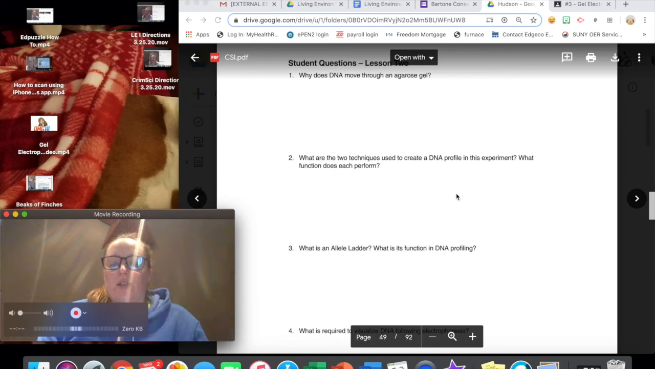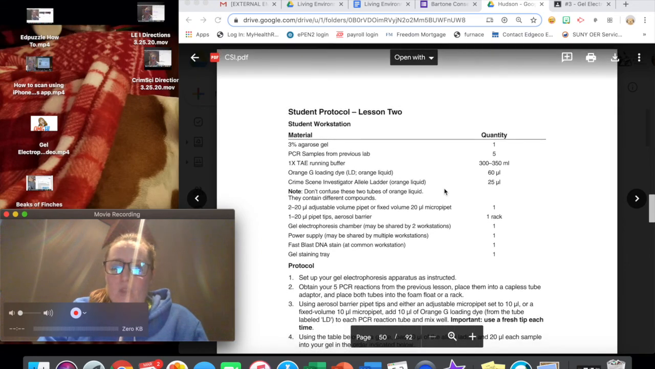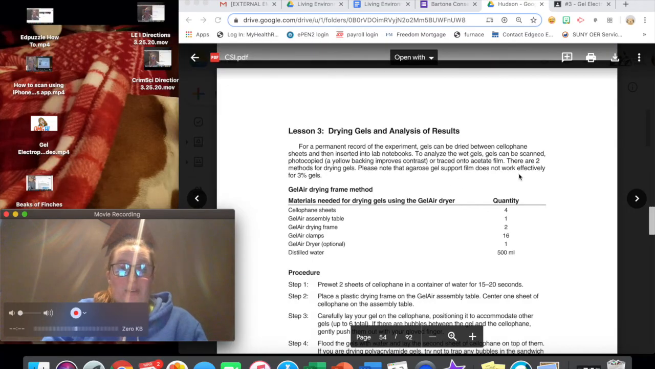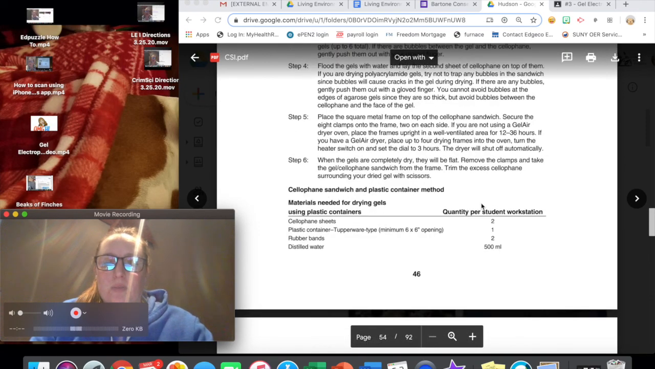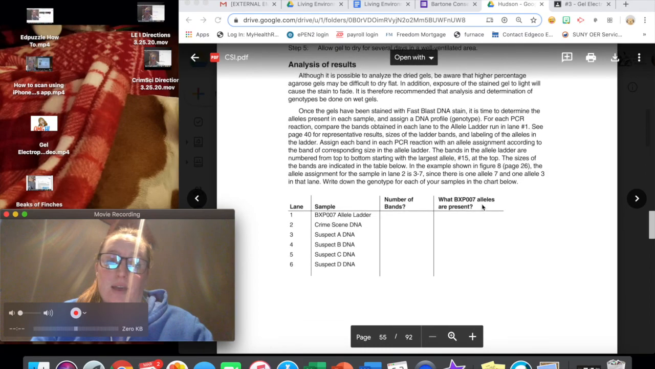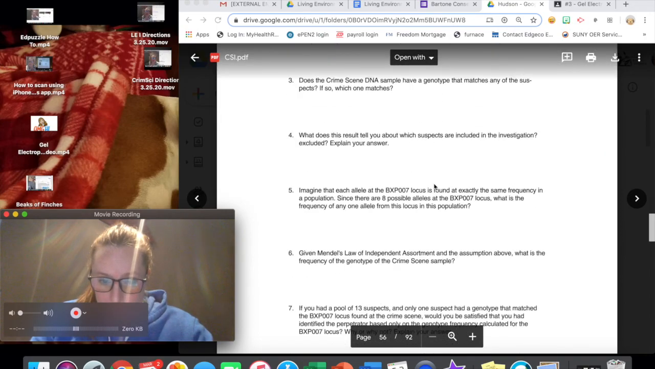Okay, so whenever you've done that, go ahead and take a picture of it and upload it to the Google Classroom. If you go on to the next page of your lab, in that big yellow lab packet, again, mine is obviously white because I'm looking at a PDF, you're going to see lesson 3. That's what we want. In lesson 3, I know we talked briefly last time about staining the gels with a blue DNA stain. Technically what you're supposed to do is dry the gels. But ultimately what we want is to be able to analyze the results. We want to fill in the chart on page 47, and answer the questions on page 48.